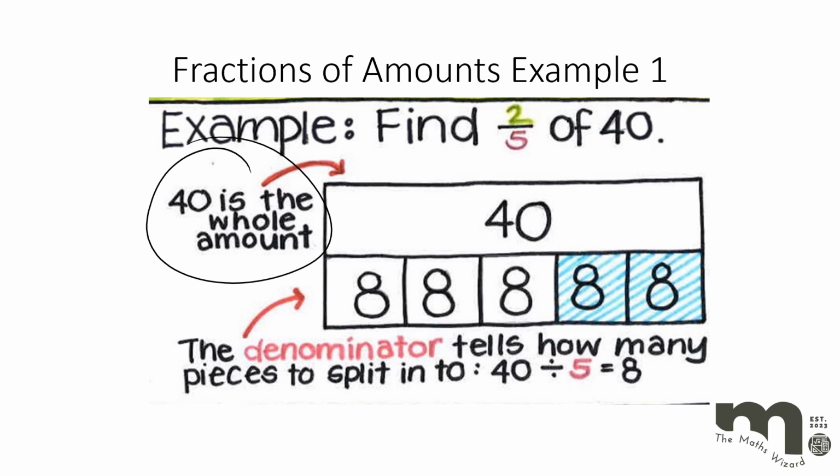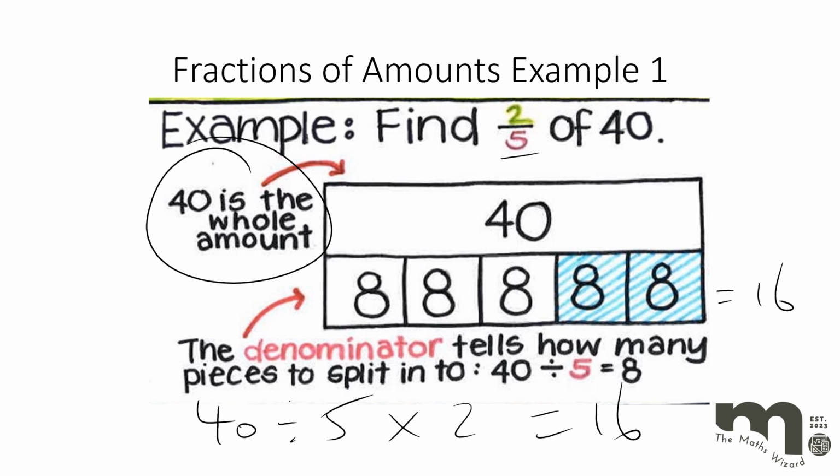And then we're looking at the denominator here. The denominator tells us how many pieces we're going to split 40 into. And our denominator here is 5. So if we do 40 divided by 5, that will tell us what 1/5 is, which is 8. And we've got 2 of those. So if we do 2 times 8, we get our answer, which is 16. So what we've essentially done there is 40 divided by 5 times 2, and that has given us 16.